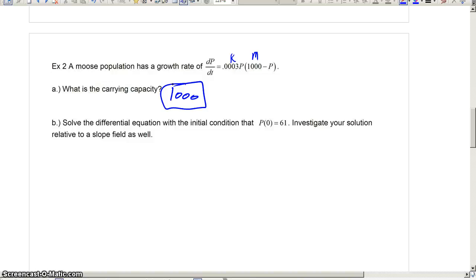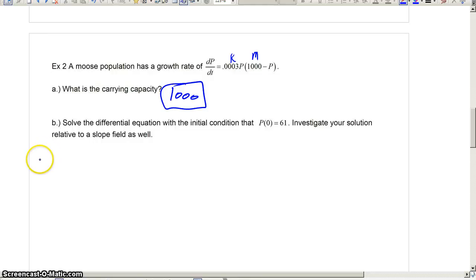Well, let's just begin to look at B. We're going to have a part 2 of this video to finish it up. But it says solve the differential equation with the initial condition that P of 0 equals 61, and then investigate your solution relative to a slope field. And of course, that really just means type it in using your slope field program on your calculator, and very nicely you could get a graphical verification of what you're seeing on the calculator. Well, real quick, let's just get started.